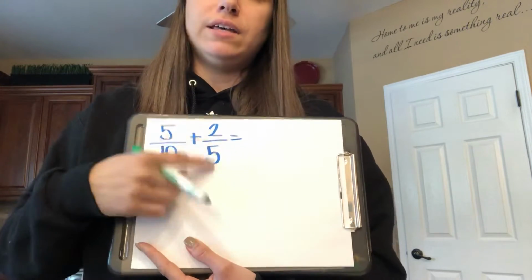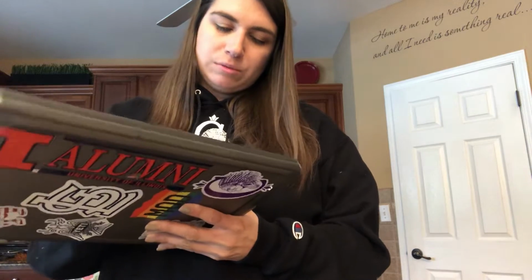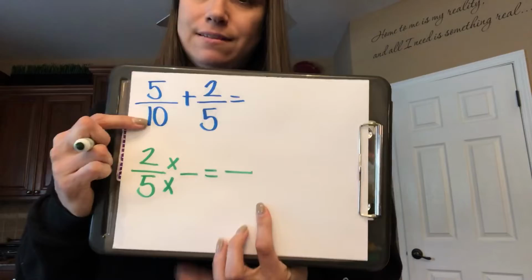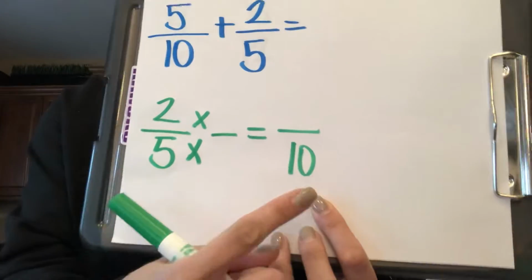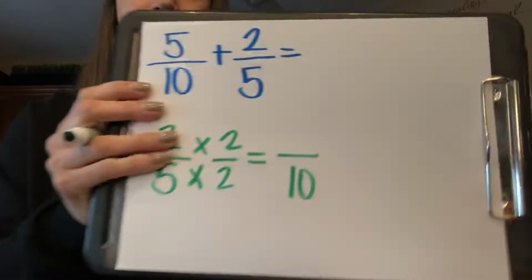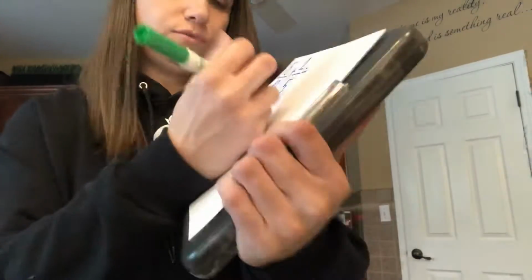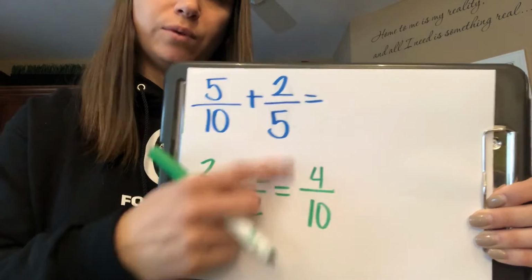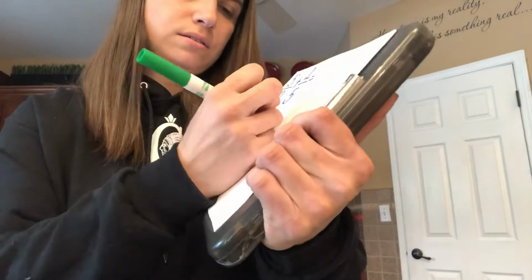So 2/5. And remember, I'm going to multiply the same number on the top and the bottom. And I'm trying to get 10, right? So I'm trying to get tenths. So what times 5 is going to give me 10? Well, it's going to be 2. So 5 times 2 is 10, and 2 times 2 is 4. So I'm going to replace the 2/5 with 4/10, and I'm going to add 5/10 plus 4/10.